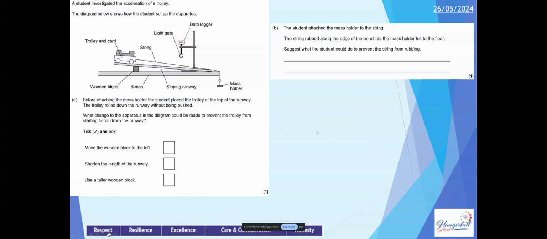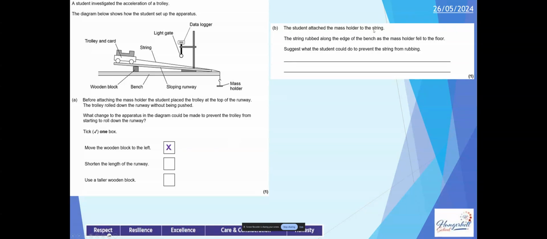All right. Now, here are some examples of some questions. It says, before attaching the mass holder, the student placed a trolley at the top of the runway. The trolley rolled down the runway without being pushed. So here's something very similar. Instead of a glider on an air track, we've just got a toy car on a ramp. What change to the apparatus in the diagram could be made to prevent the trolley from starting to roll down the runway? At the moment, that's going to roll down the runway, and that's because it's on a slope. If we make the slope less steep, it might not roll down the runway anymore. To make it less steep, all we do is move the wooden block to the left, which is that one.